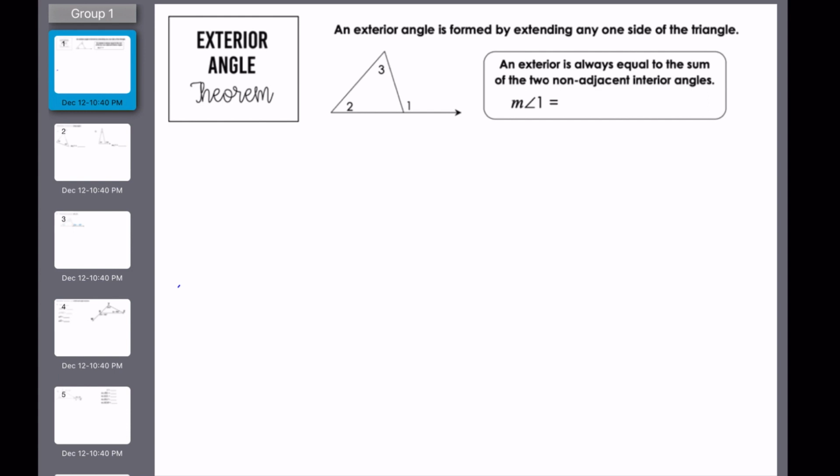This lesson is on the exterior angle theorem, and before we start the exterior angle theorem, we want to first identify what is an exterior angle. And we see we have a definition here. An exterior angle is formed by extending any one side of the triangle. So if I were to draw a triangle here, and if I were to extend any one side of it, so now I'm extending a side of the triangle, that would form an exterior angle.